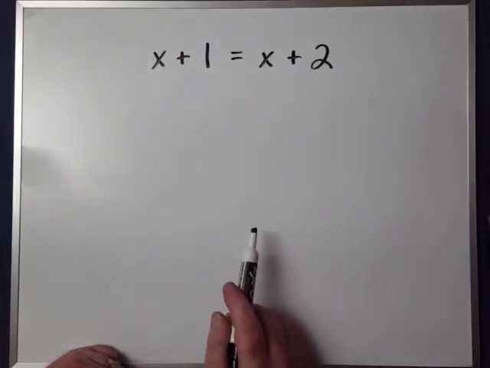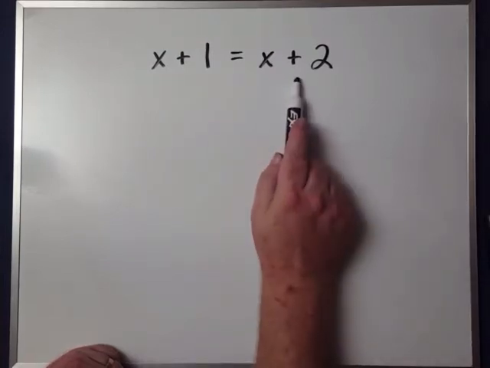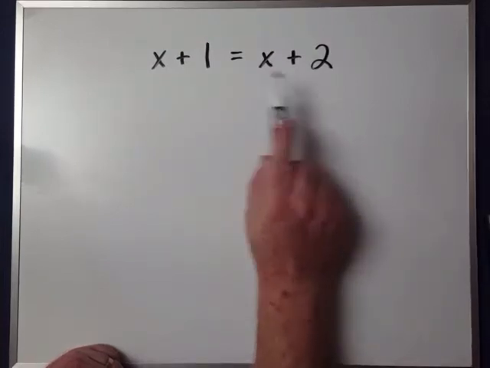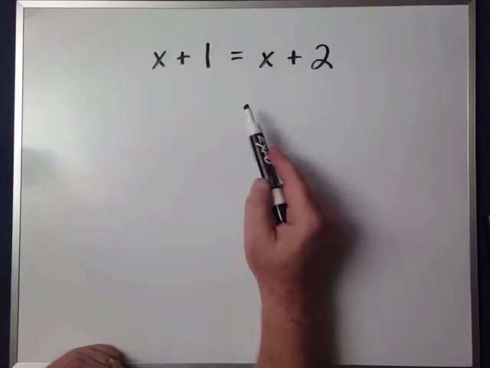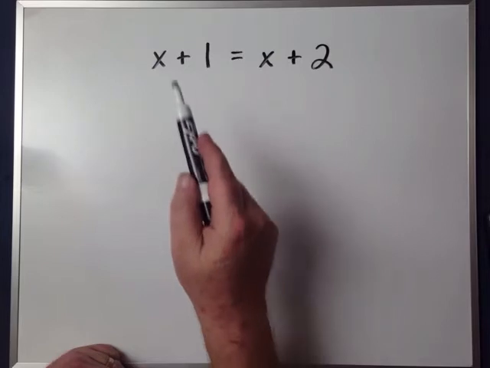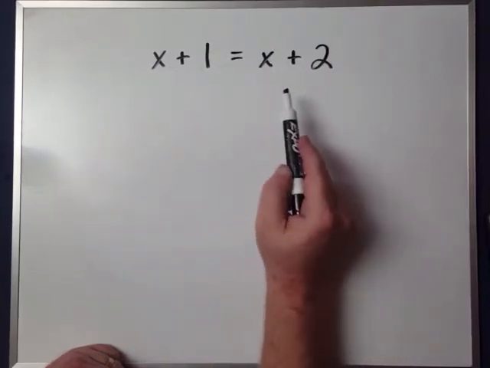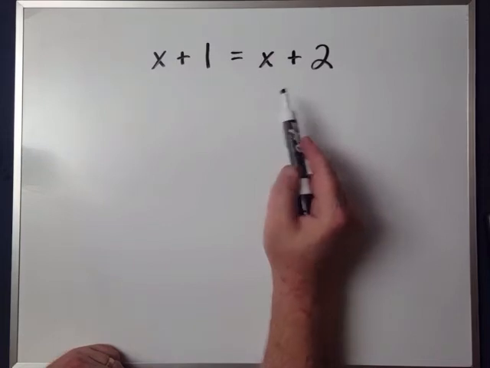Well, that doesn't make any sense. Would you agree that the right-hand side is always going to be 1 bigger than the left? No matter what you plug in for x, the left-hand side and the right-hand side cannot be made to match.